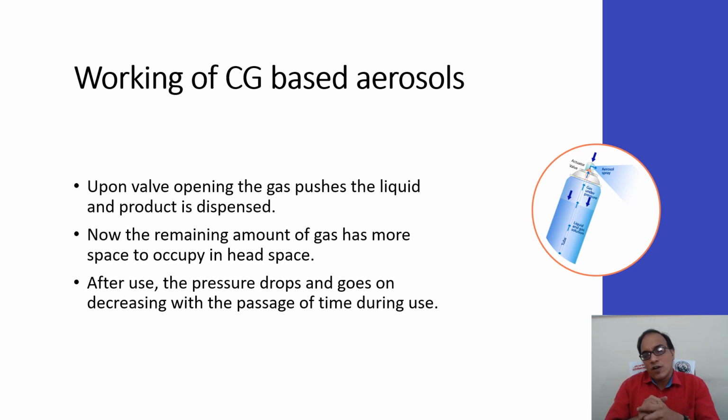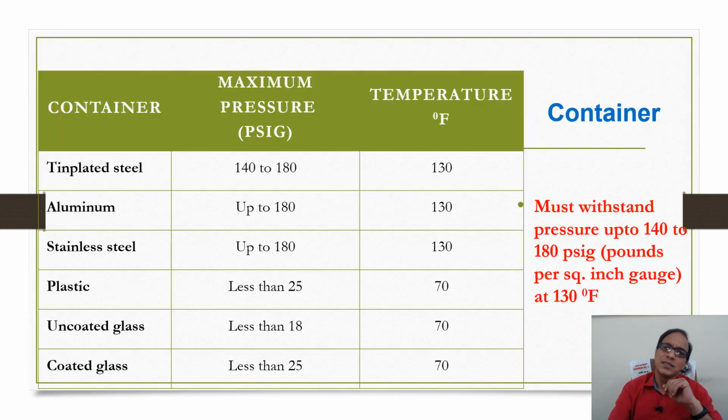Now, how does a compressed gas based aerosol work? When you open up a valve, the gas pushes the liquid and the product is dispensed. Now the remaining amount of gas has more space to occupy in the head space. So after use, the pressure drops, and goes on decreasing with the passage of time during use. So this is the drawback: with compressed gas propellant, over the product shelf life, the pressure goes down.